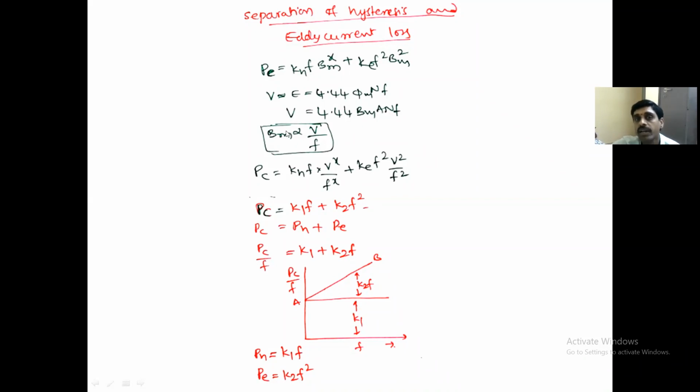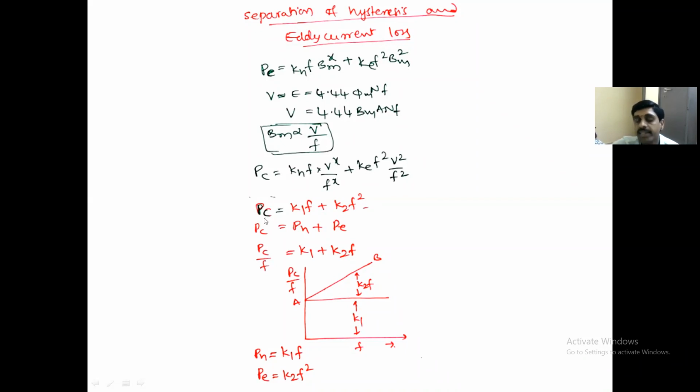From that you can write the maximum flux density is proportional to V by F, because the area of cross section is constant and the number of turns are constant. So B_m is proportional to V by F. Then we can write the core loss. If you substitute this here in terms of V by F, the formula is like this.